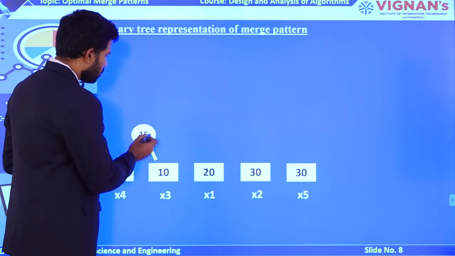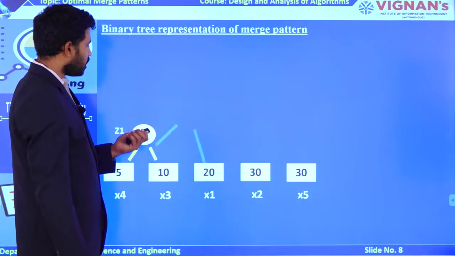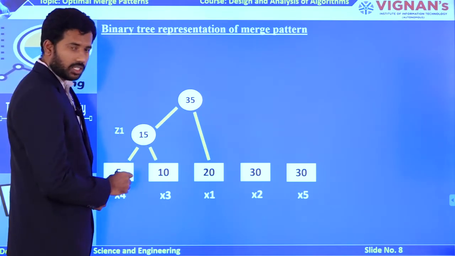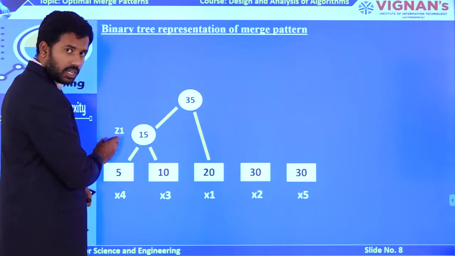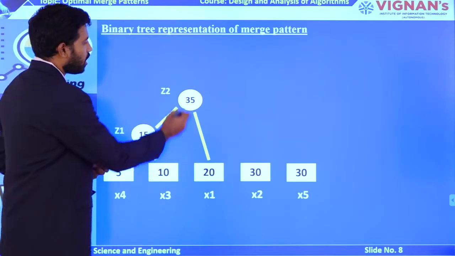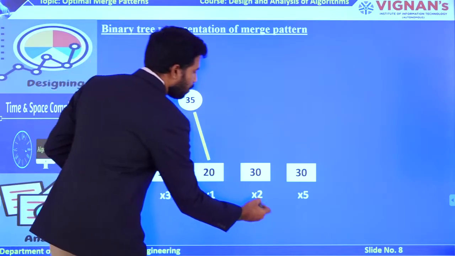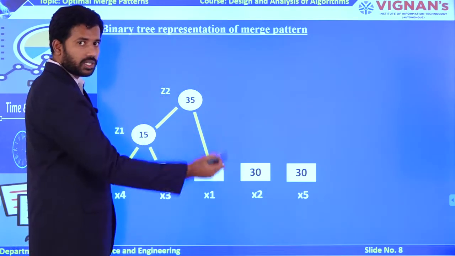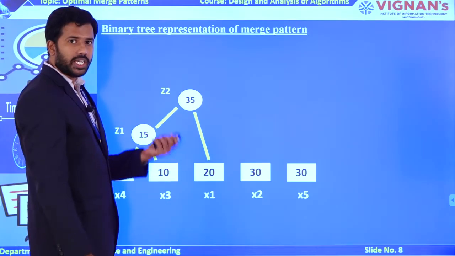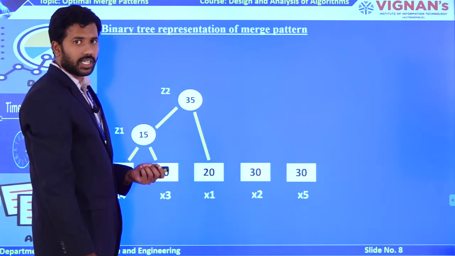So try to merge this merged file of size 15 as well as X1. So you will get a total size of 35. Okay. So every merged file I am labeling. Okay, so this merged file I am labeling with Z1 and this one I am labeling with Z2. Okay. So at this level, how many files are there? One merged file with a size of 35 and 2 independent files with sizes of 30 as well as 30. So among these 3 files, what are the 2 least files? X2 as well as X5 with the sizes 30 as well as 30 respectively.